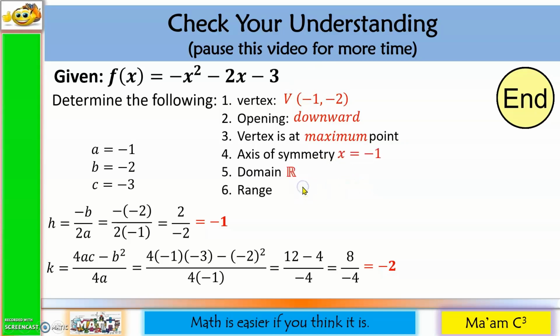Domain is the set of all real numbers. And for the range, since A is negative, y is less than or equal to your k. y is less than or equal to negative 2.